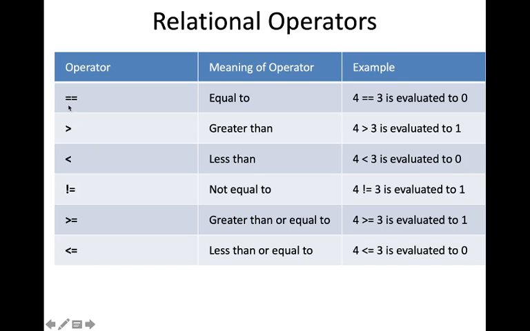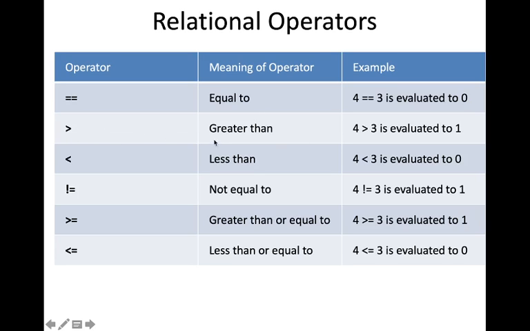So first one is double equals. It means equal to. You should not confuse it with the assignment operator. The assignment operator is single equal to. We have already seen how to assign values, and we'll learn about the assignment operator later. So double equals means equal to. If you want to compare 4 and 3, whether 4 and 3 are equal, these are not equal. So the result will be 0. It is false. False means 0.